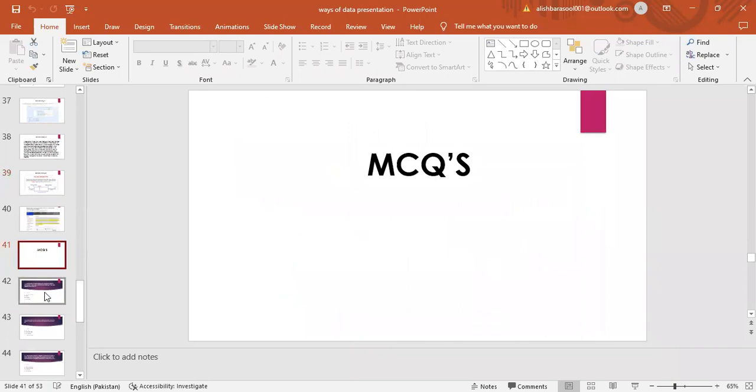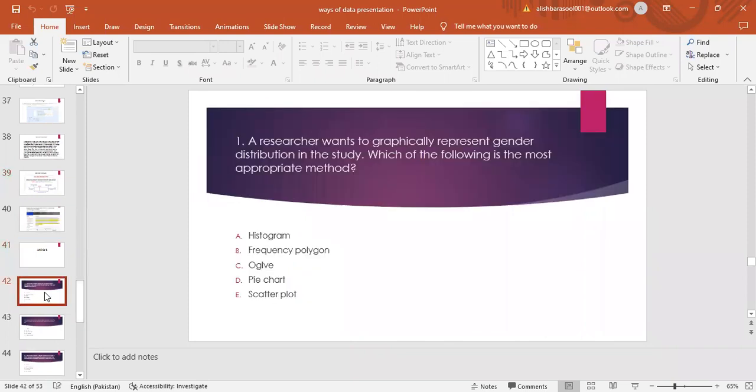MCQs. A researcher wants to graphically represent gender distribution in the study. Which of the following is the most appropriate method? A. Histogram, B. Frequency polygon, C. Ogive, D. Pie chart, E. Scatter plot. Histogram. No, it's pie chart because pie chart is used for categorical data.